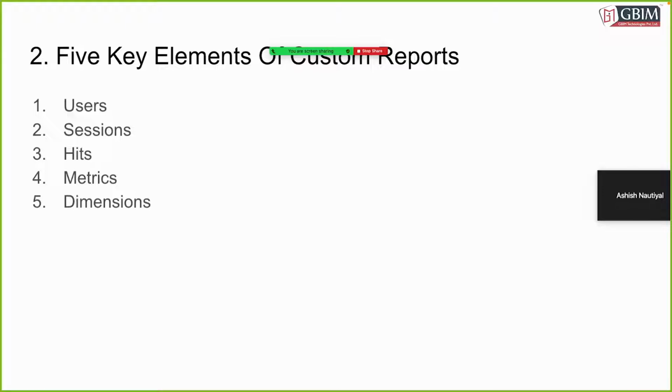So these are the 5 key elements, right? Yeah. Okay. So user, sessions, hits, metrics, dimensions, those are the key elements of custom reports.